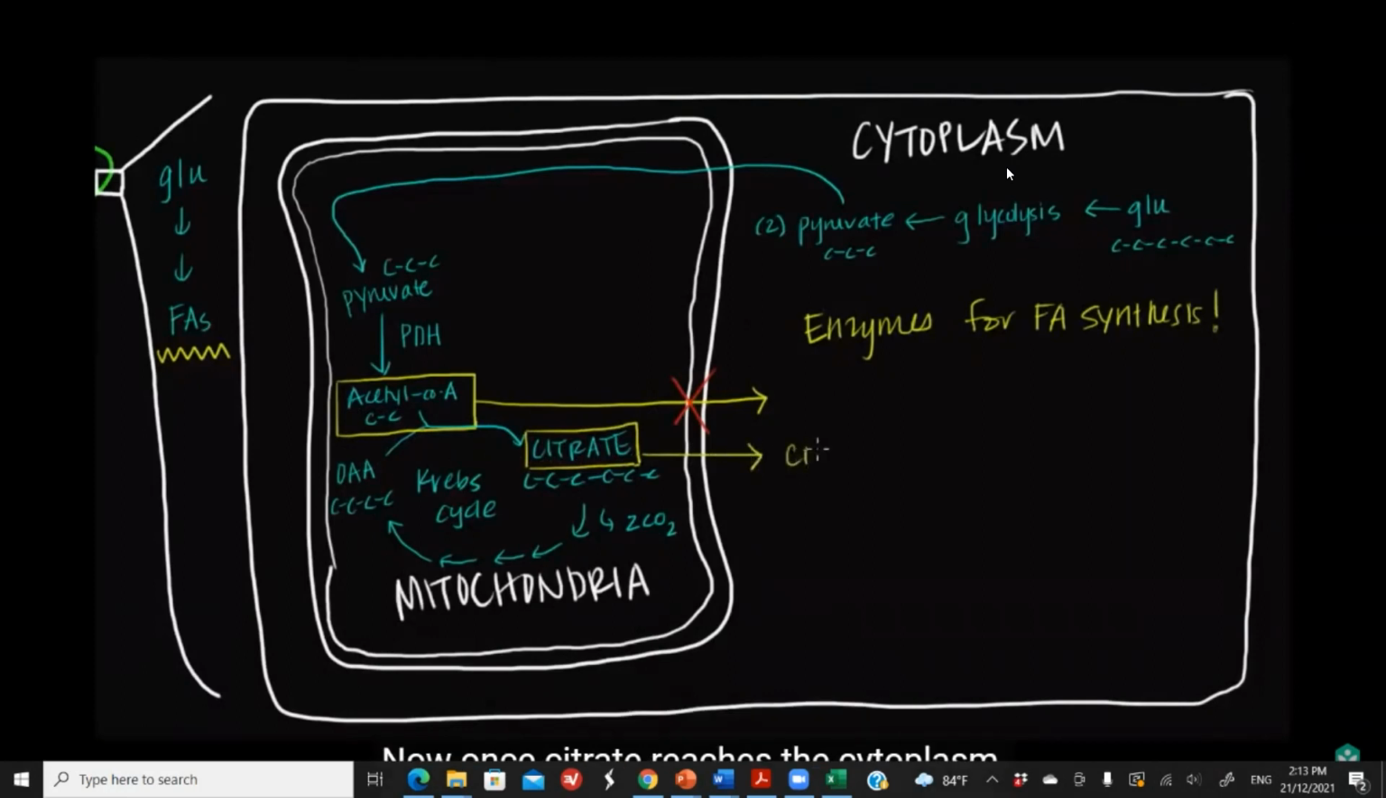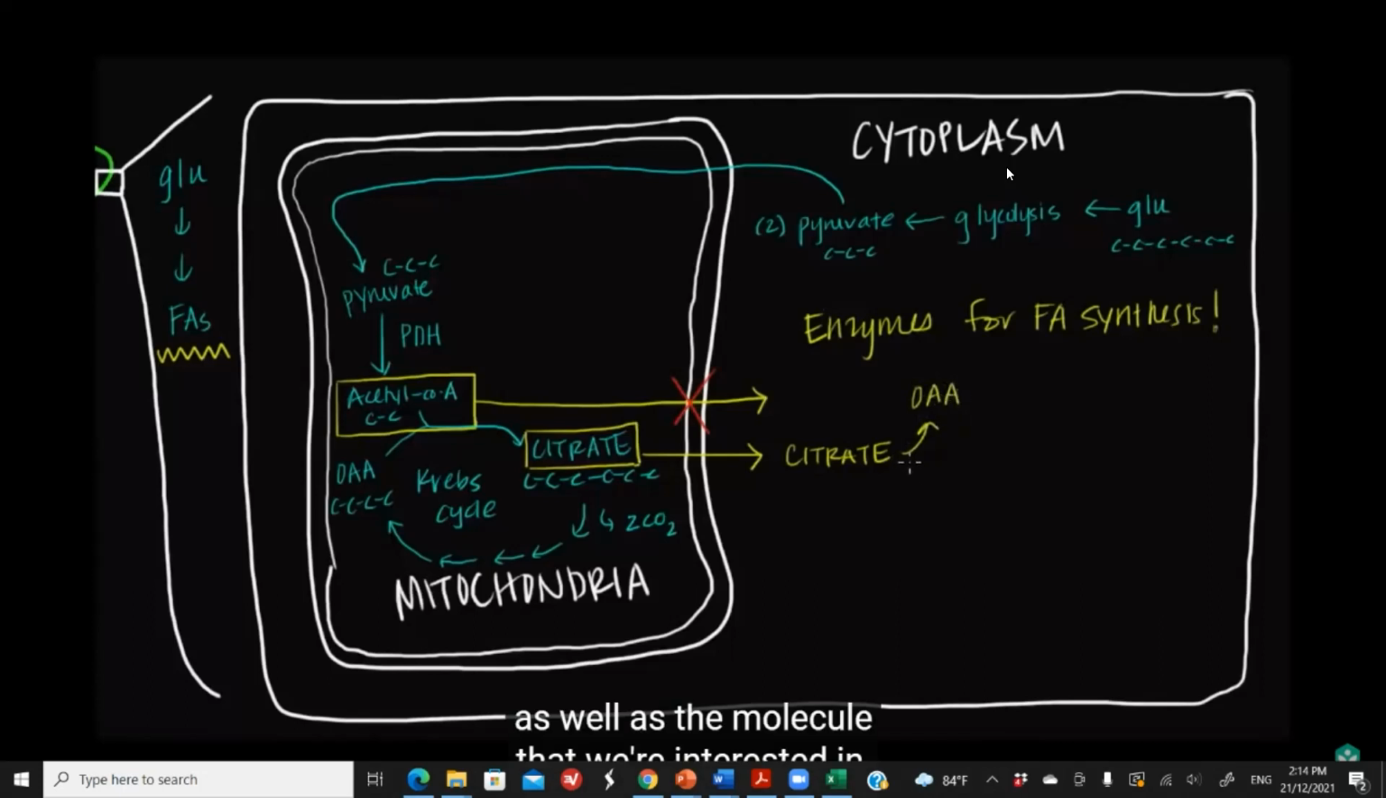Now, once citrate reaches the cytoplasm, it turns out that there is an enzyme within the cytoplasm that is able to break citrate up back into oxaloacetate, as well as the molecule that we're interested in, which is, of course, acetyl-CoA.